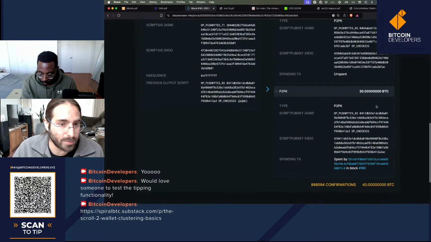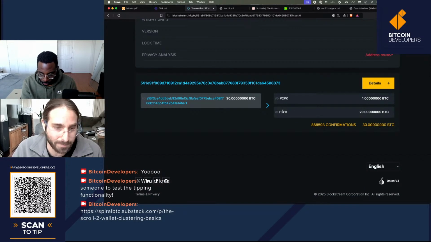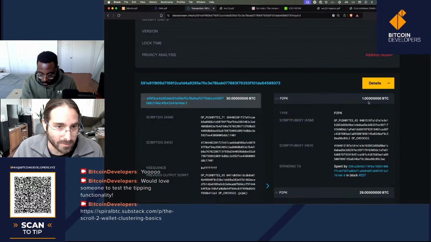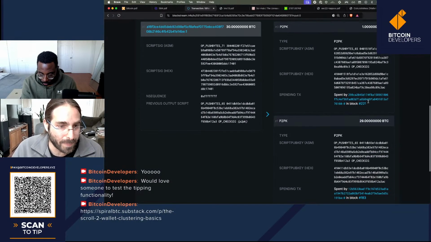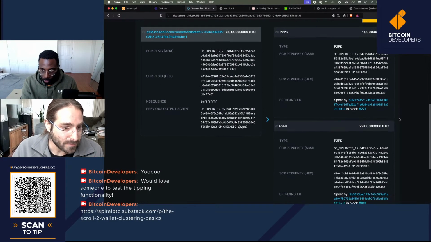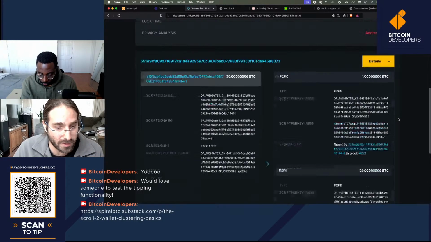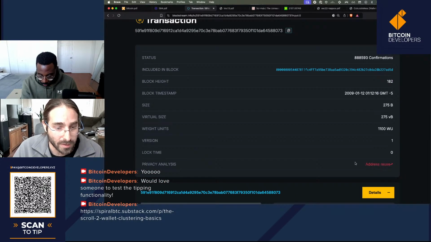One of those outputs is still unspent today. Presumably Satoshi was asked to send somebody else something, and either it was lost or forgotten, or who knows. And then the 30 Bitcoin output is spent in block 182. Here on Blockstream.info, we see the privacy analysis says address reuse. That's kind of the first thing to take into account.